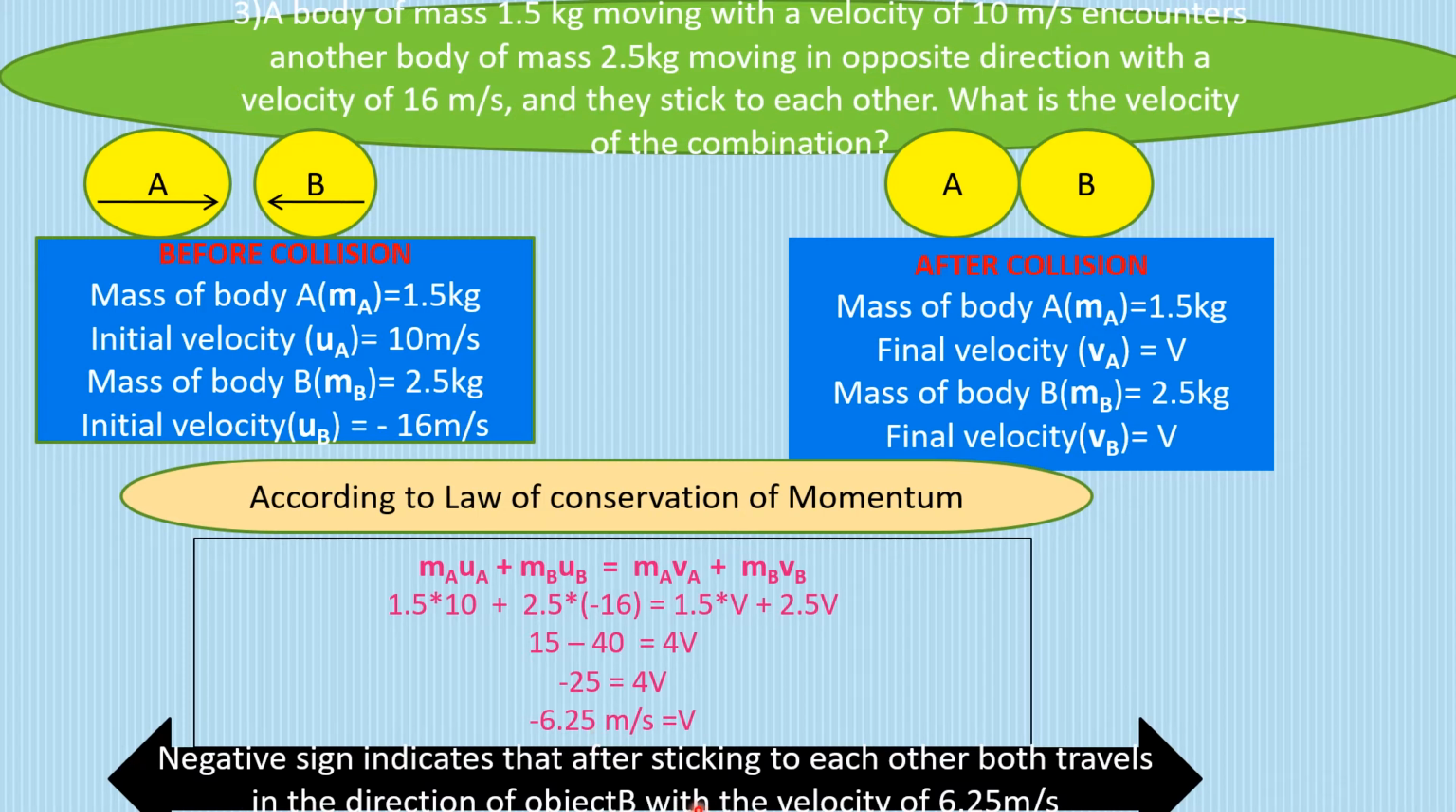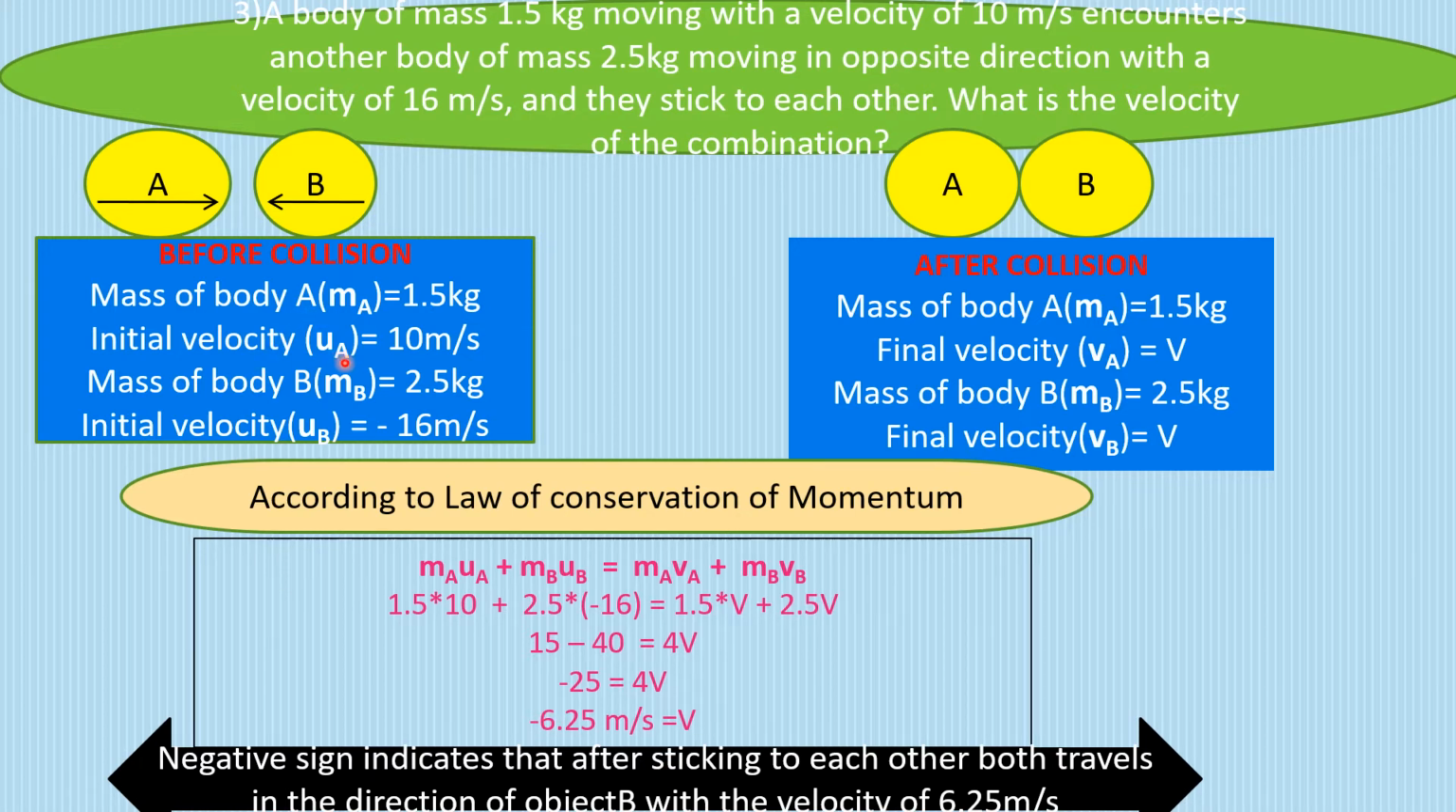So the negative sign indicates that after sticking to each other, both travel in the direction of object B. And what is the combined velocity? 6.5 meter per second. So the negative sign here, we won't say opposite direction. Whatever you are considering to be negative, that is going to be your answer.